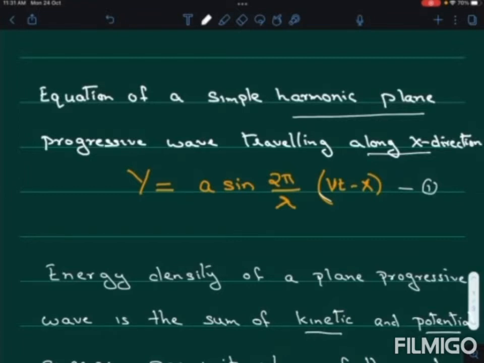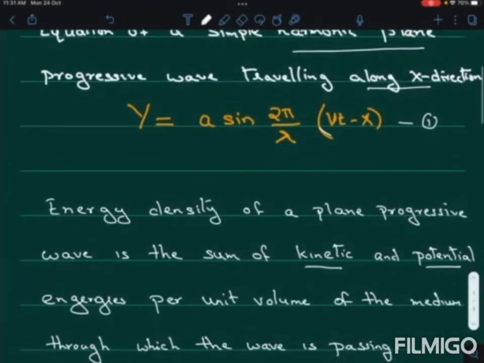Now, what do we mean by energy density of a plane progressive wave? It is just the sum of kinetic energy and potential energy per unit volume of the medium. So we have to find the sum of kinetic energy and potential energy per unit volume of the medium through which the wave is passing. First we are going to find the kinetic energy and potential energy, and then we are going to sum them.